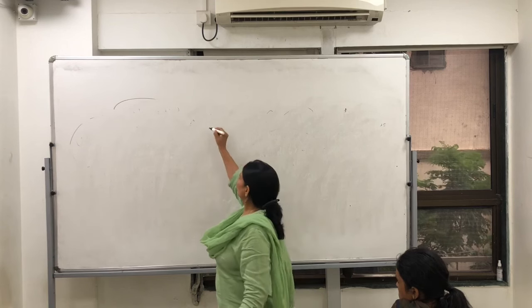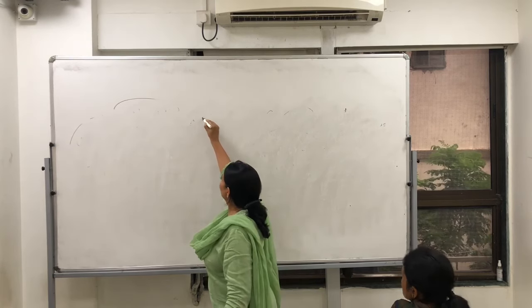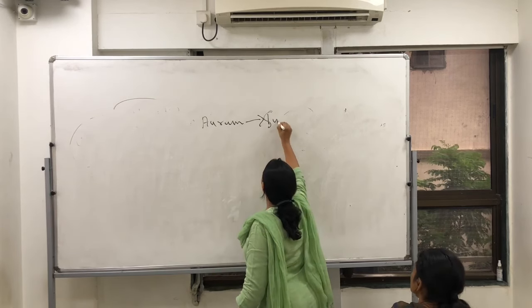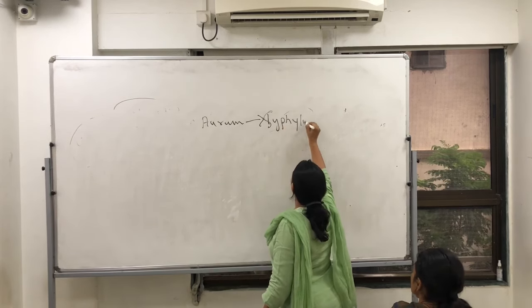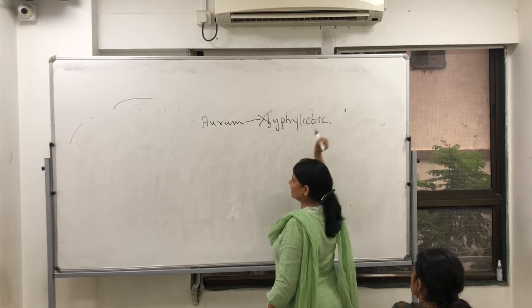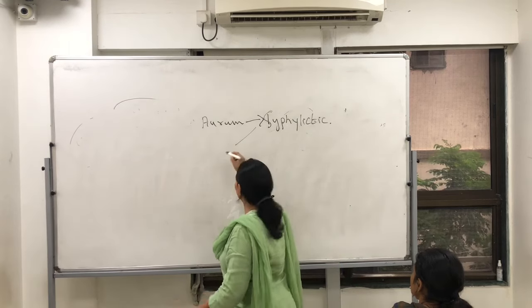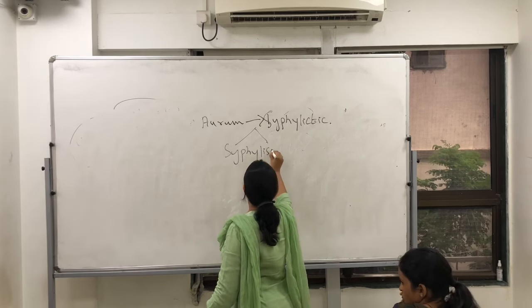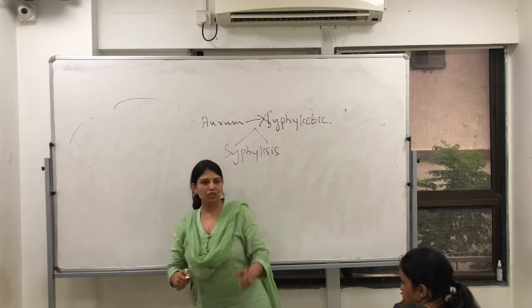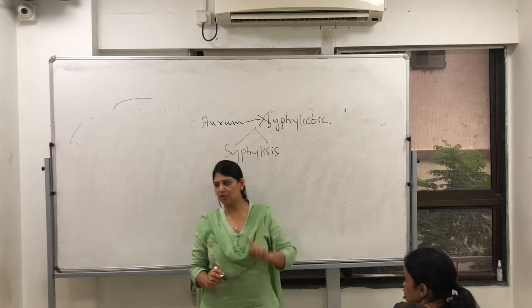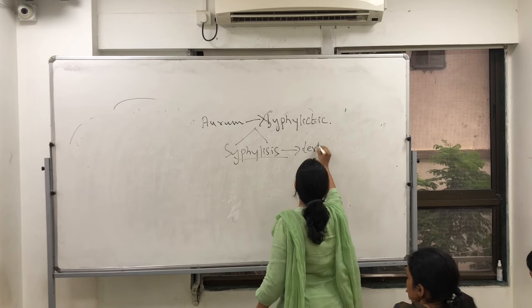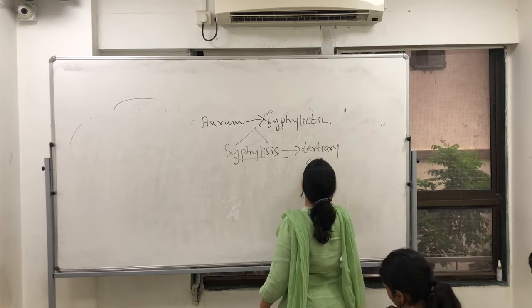Okay, now see, Aurum is a leading remedy for syphilitic conditions. It is an anti-syphilitic remedy. Now we can look at the remedy. It is a remedy for syphilis. So Aurum is a leading remedy for syphilis, for the effect of the syphilis, and especially the tertiary stage of the syphilis.